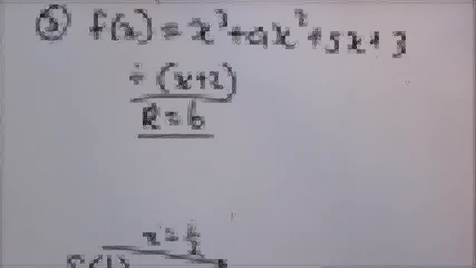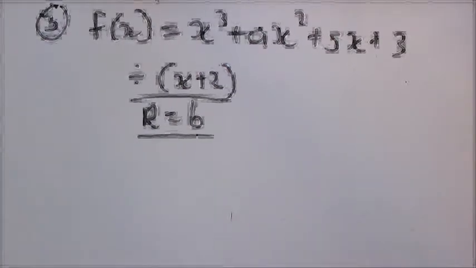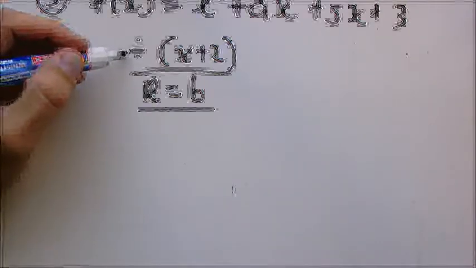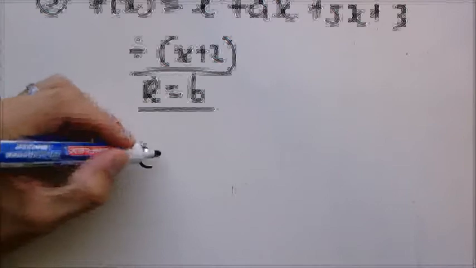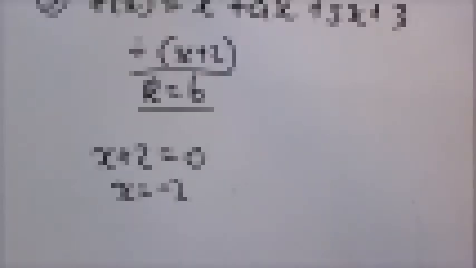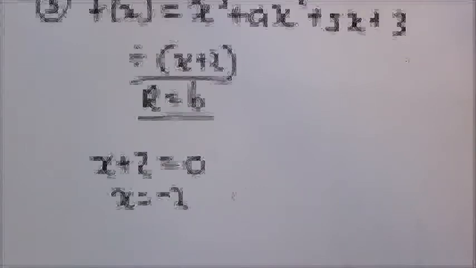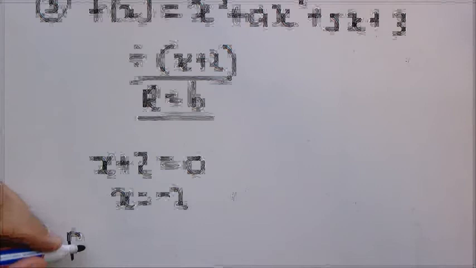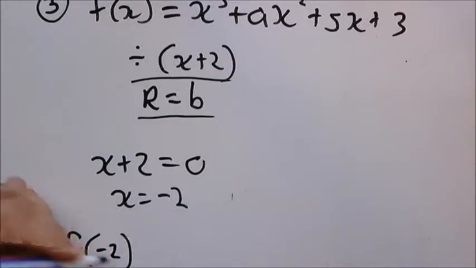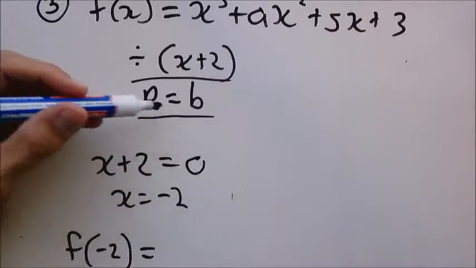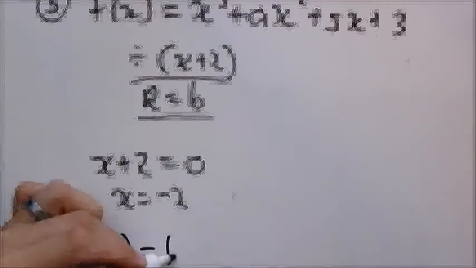Okay, let's look at our application now. First things first, you take your divisor and make it equal to 0. So that means x is equal to negative 2. Now in f(x)'s place, we know that if we substitute negative 2 in, it will be equal to the remainder. And the remainder in this case is given as b.